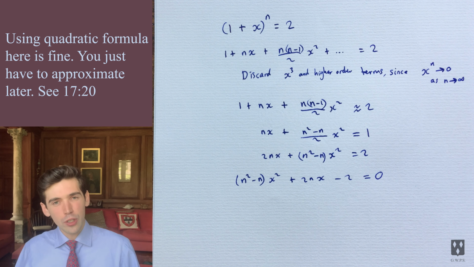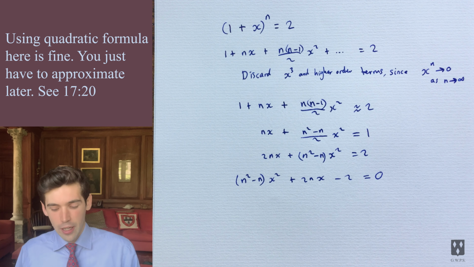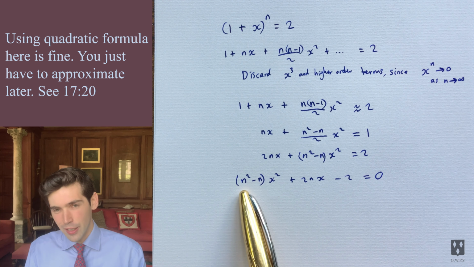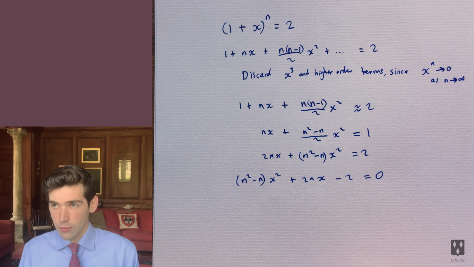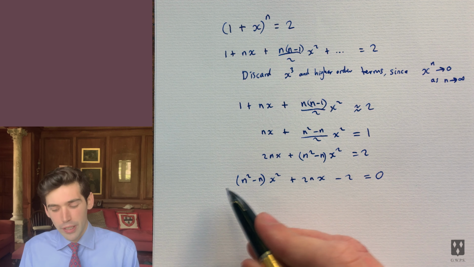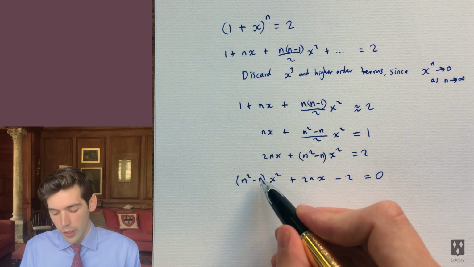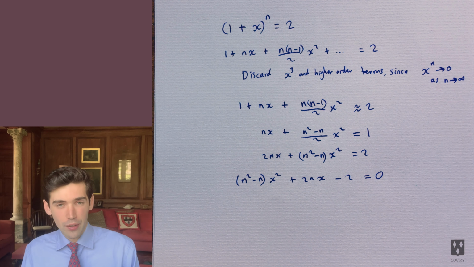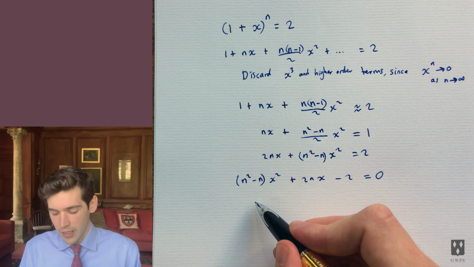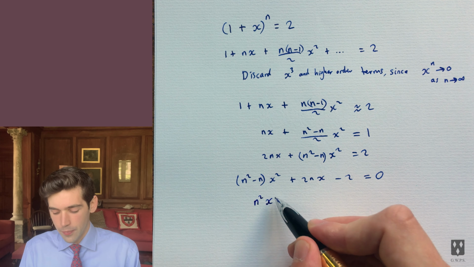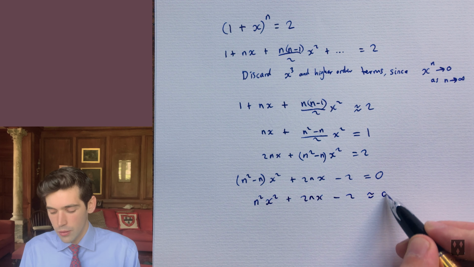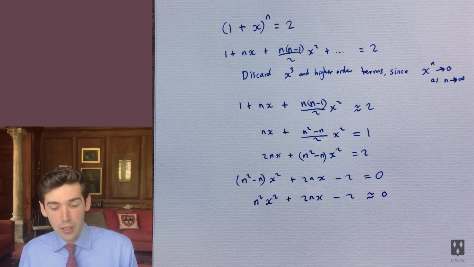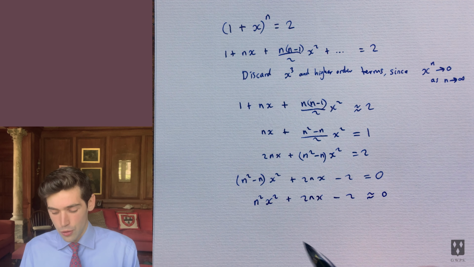And so if we're trying to continue along this route of approximating things to make it easier, what you could do is actually say, let's discard this n term here. We don't want to get rid of this n because that will really simplify it down too much, but we can get rid of this n and we've still got a quadratic that we can solve. So if we just write it as n squared x squared plus 2nx minus 2 is approximately 0, because this was quite an approximation, then we can now use the quadratic formula.